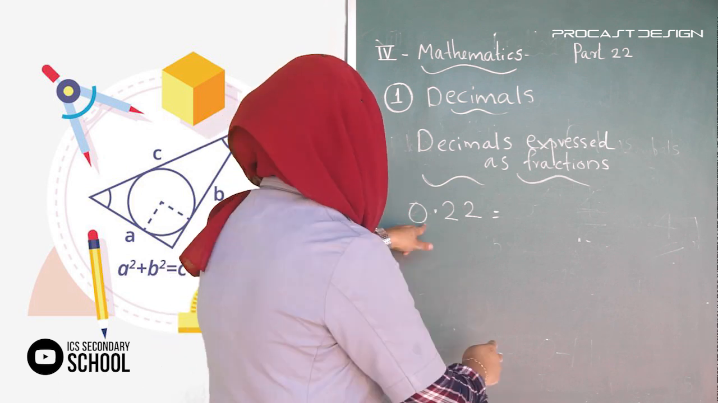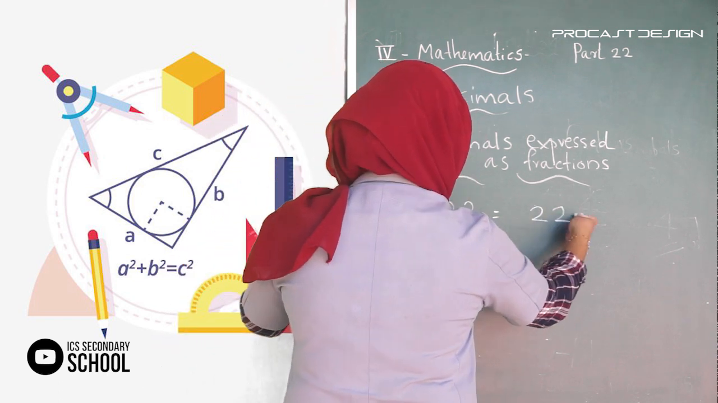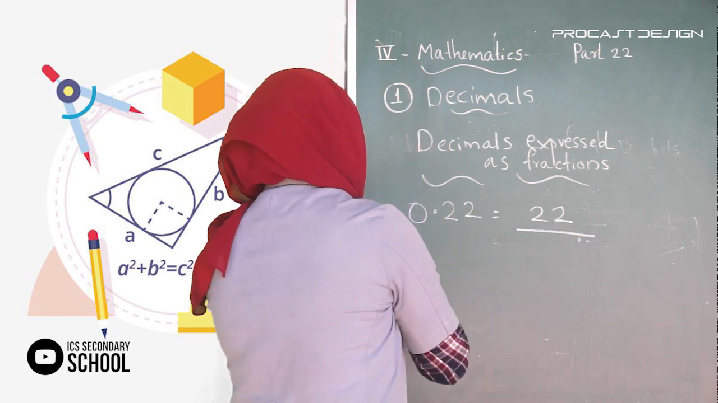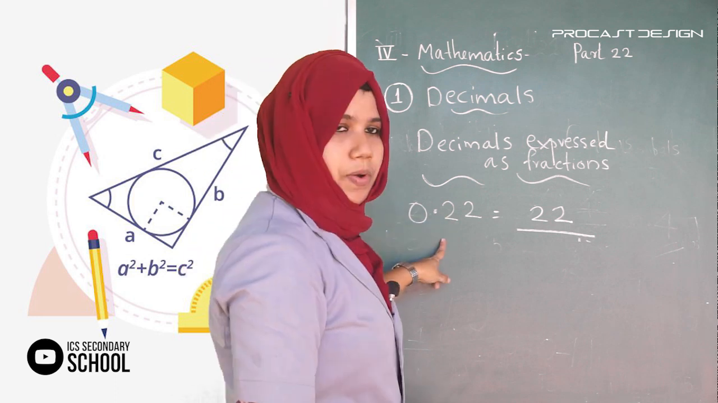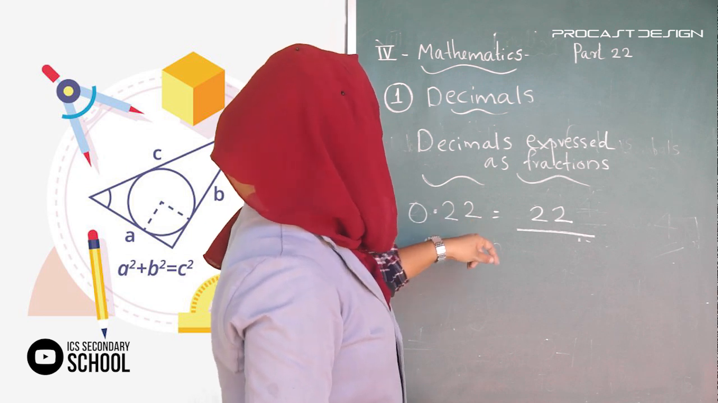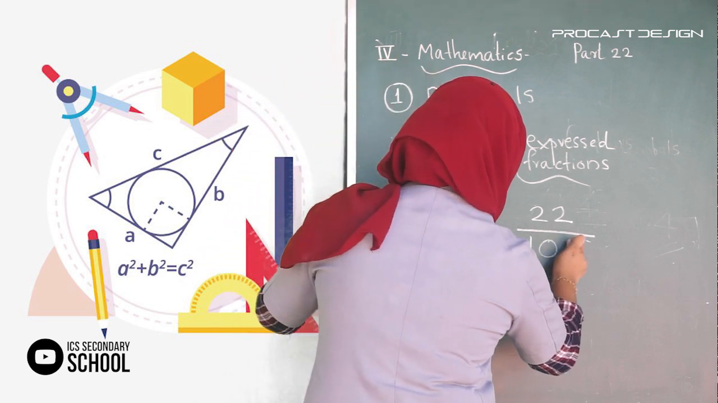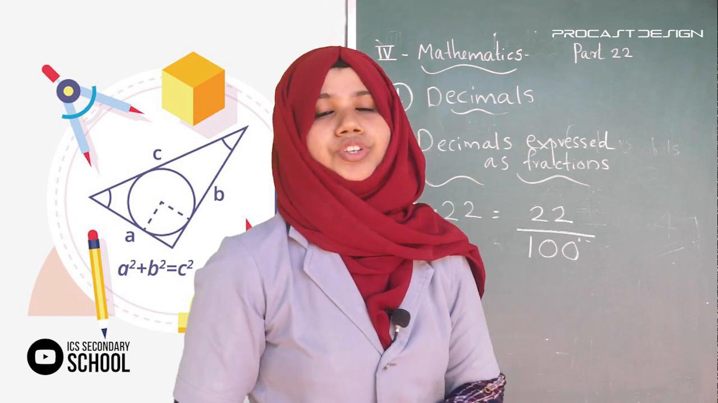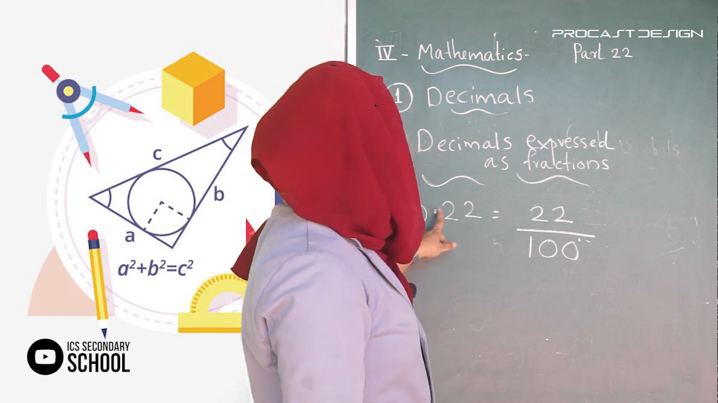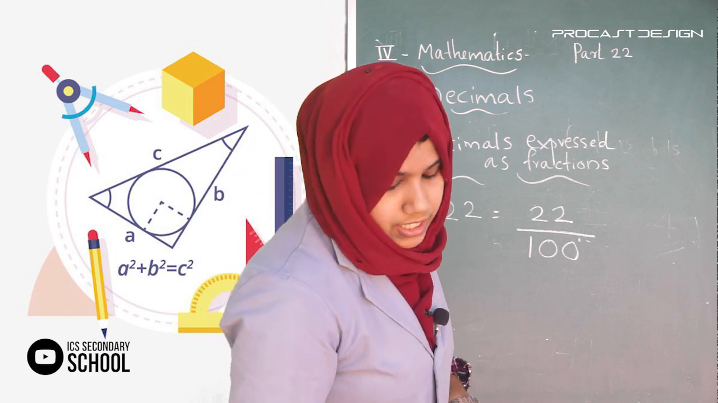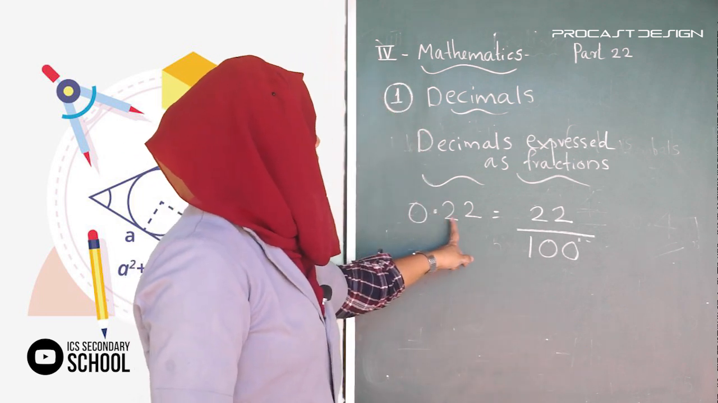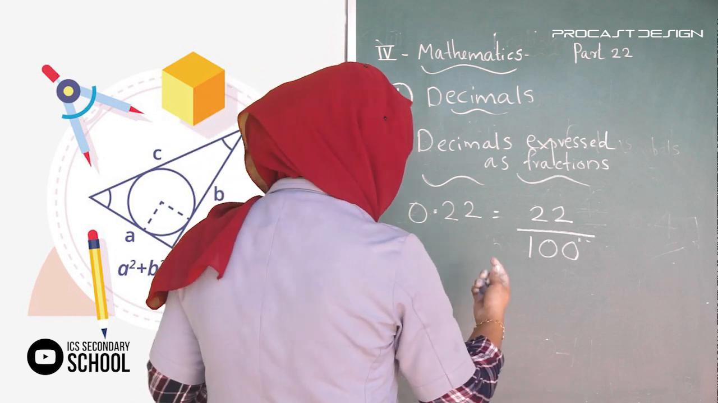The first step is to write the number without the point. Next, how many numbers are there after the decimal point? 2 numbers are there, so 2 zeros. That means 22 by 100. If there are 2 digits after the decimal point, the denominator will have 2 zeros. Next example.